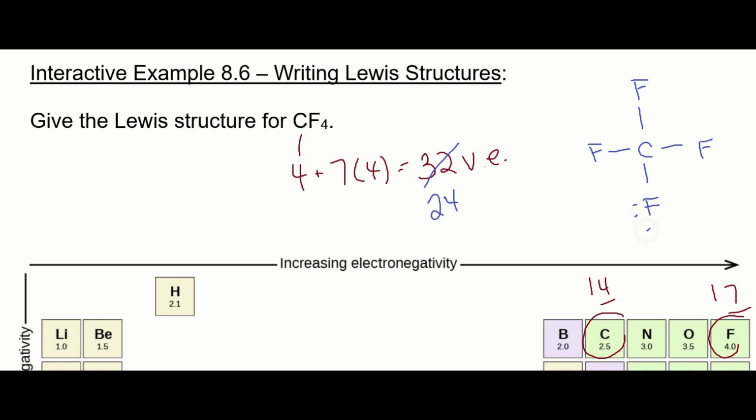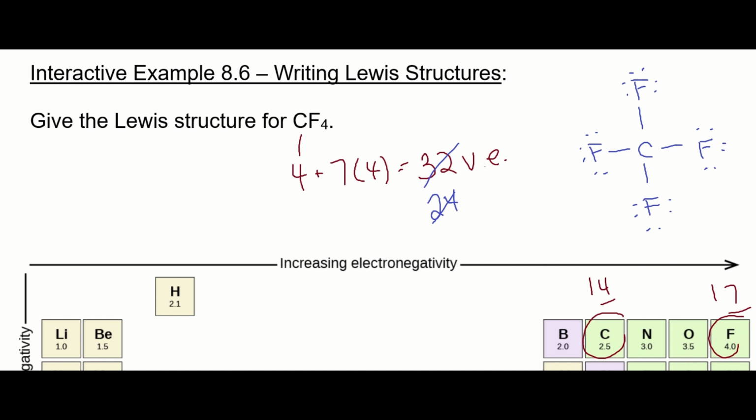Next step is to give the terminal atoms an octet. Each of the fluorines already has 2 in this bonding pair, so we'd like to give each of them 6 more to achieve the octet, and that 6 times 4 uses up the remaining 24 valence electrons.